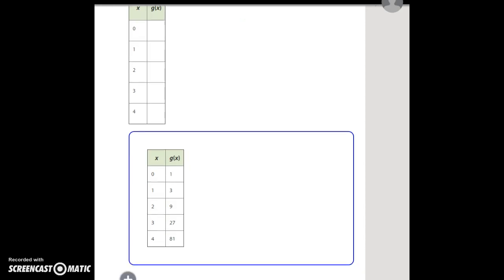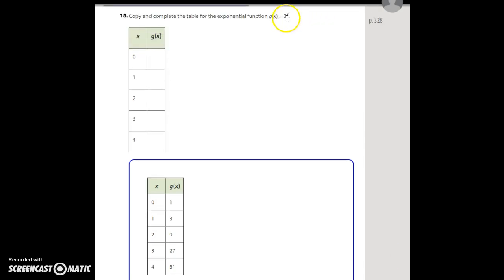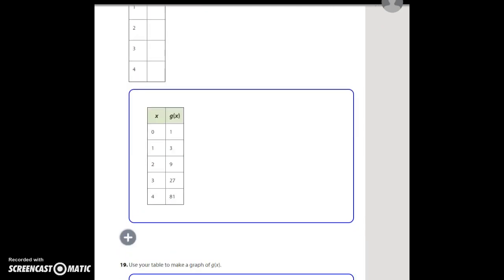Now you can see here the table, here are the answers, and we got this from taking each x value and plugging it in for the exponent. So 3 to the 0 power gives us 1. 3 to the first power gives us 3. 3 to the second power, which is 3 times 3, gives us 9. 3 to the third power equals 3 times 3 times 3, which gives us 27. So make sure that you're using these x values in that exponent spot with that 3.